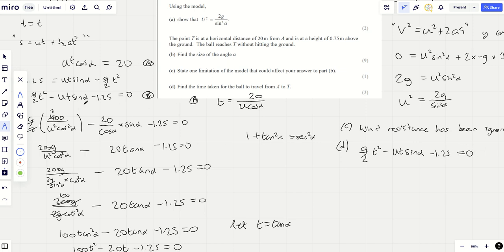Now, U sine alpha, from this one, you can see that if you take that over there and square root both sides, you're going to get U sine alpha is root 2g. So what I can do is call that root 2g t, minus 1.25 equals 0. Then I could just solve the quadratic once again using the quadratic solver function on my calculator, which I think I'll use.